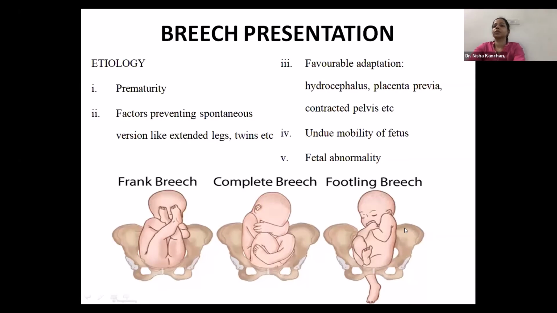Okay, coming to breech presentation. Breech presentation is when the caudal pole occupies the lower pole. Now, why does this happen? It can be because of prematurity. In prematurity also, the breech tends to occupy the lower pole.